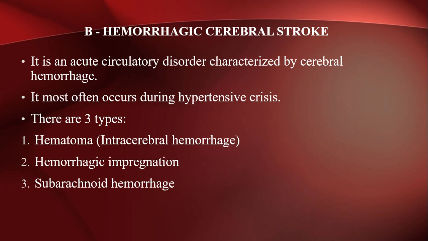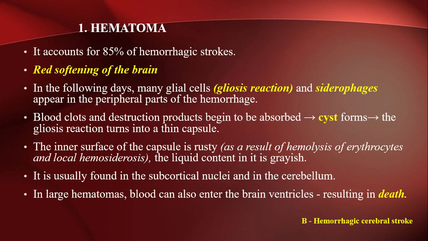Hemorrhagic cerebral stroke. It is an acute circulatory disorder characterized by cerebral hemorrhage. It most often occurs during hypertensive crises. There are two types of hemorrhagic cerebral stroke: hematoma, or hemorrhagic impregnation, and subarachnoid hemorrhage. Hematoma accounts for 85% of hemorrhagic strokes, and here develops the red softening of the brain.